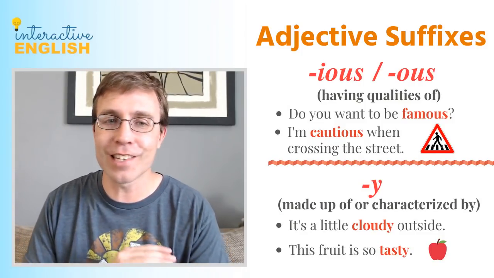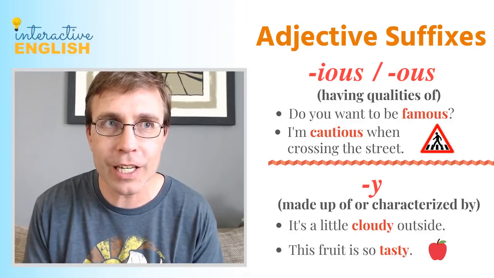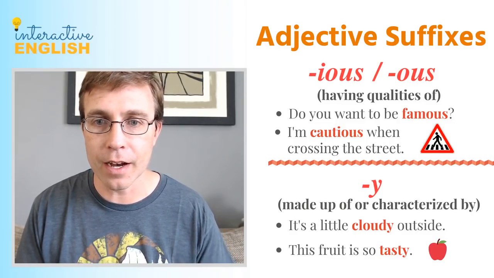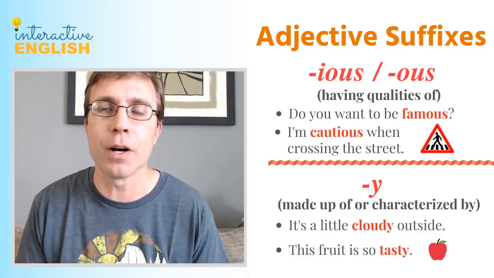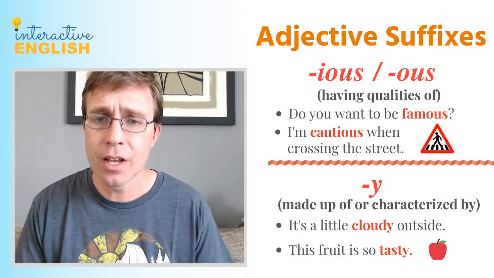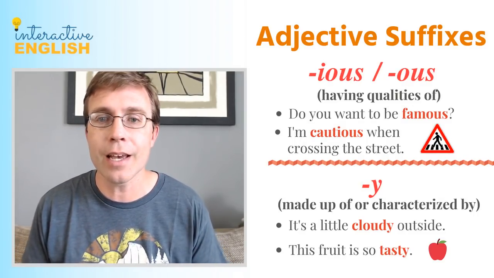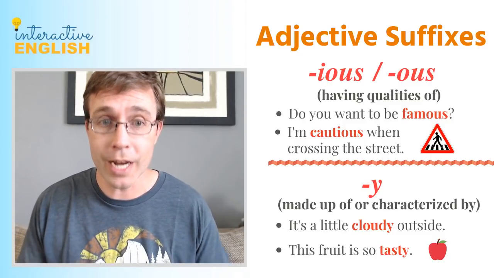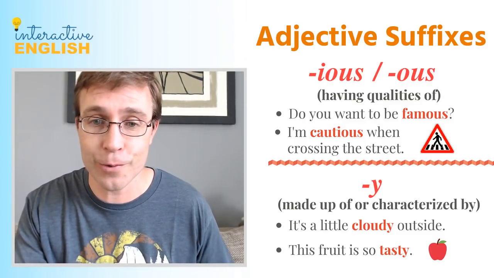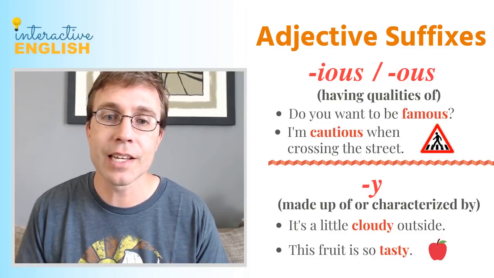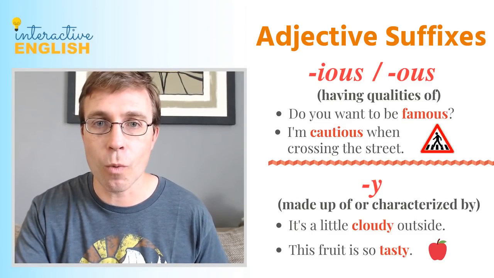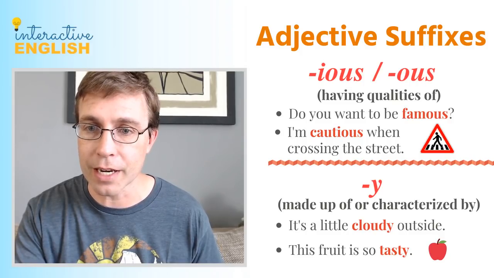Next, we have just the Y at the end. Usually we're adding this Y at the end of a noun to make it an adjective. It means that it's made up of or characterized by something else. So you might be talking about the weather and say, yeah, it's a little cloudy outside. Actually, right now, it is cloudy outside. That's true. Or if you're talking about food, you could say, wow, this fruit is tasty. Again, you're adding that Y and changing the meaning. Excellent. So these are some common suffixes that we can use to create adjectives.